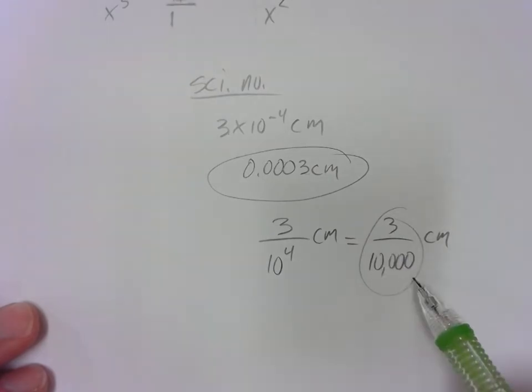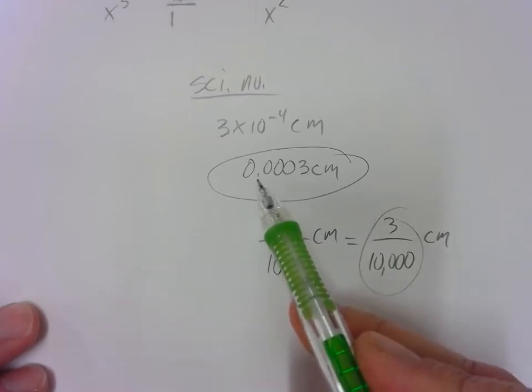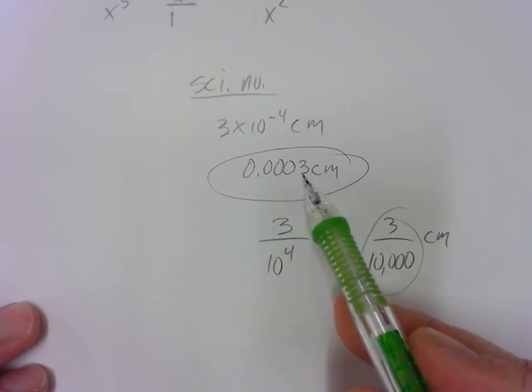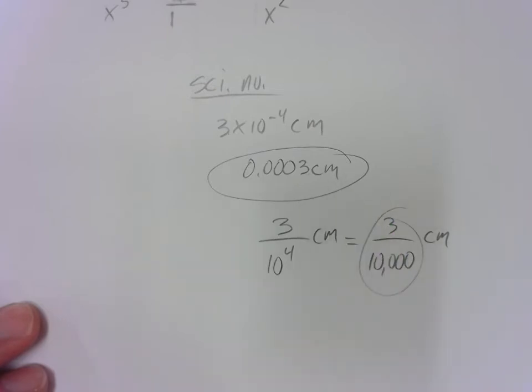3 10,000ths. And actually, if you read this number up here, that's the proper way to say it. Instead of saying 0.000, you would go tenths, hundredths, thousandths, 10,000ths. It's 3 10,000ths of a centimeter. So the negative exponents, you've seen them before in scientific notation, but maybe you didn't make that connection to crossing the line, changing the sign, and all that business.